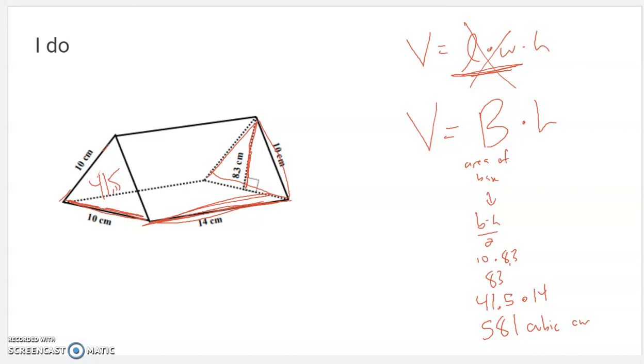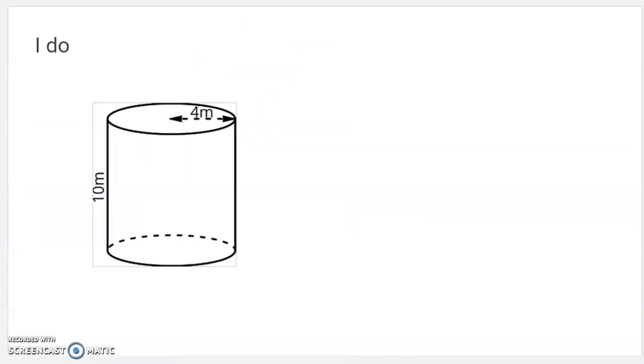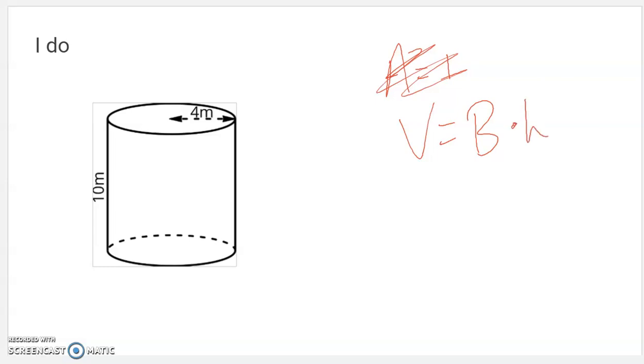I can even do that with cylinders like this. I can use that same formula, volume equals the area of the base times the height. It's just in this case, the area of the base, I'm going to need to find the area of a circle. And I know how to find the area of a circle. We've learned that already this year. It's just all about how I do that. You find the area of the base, then you multiply by the height.